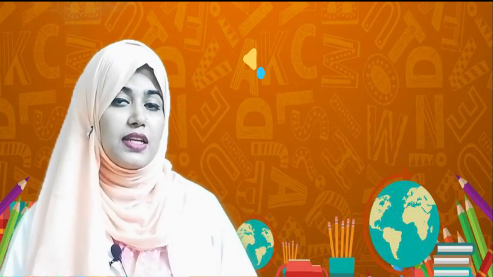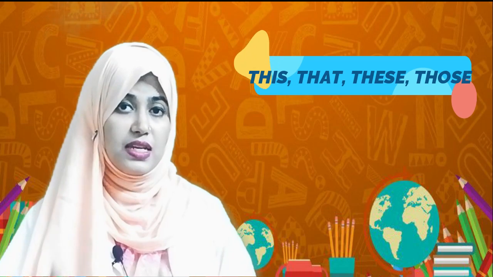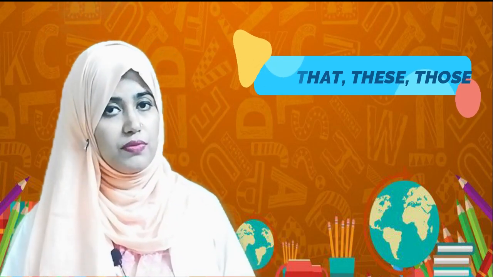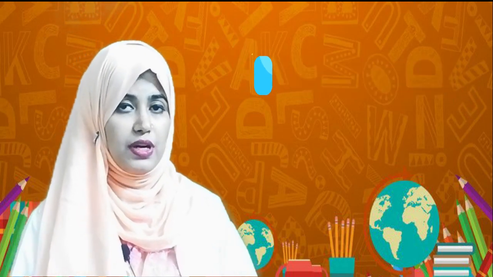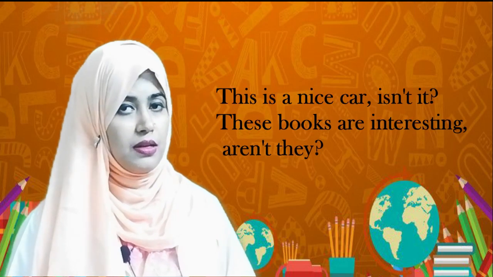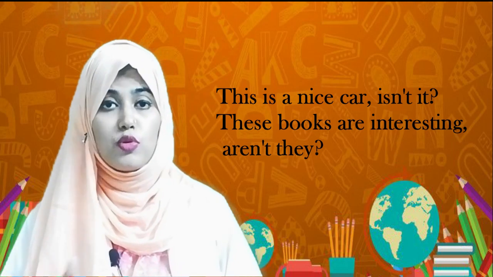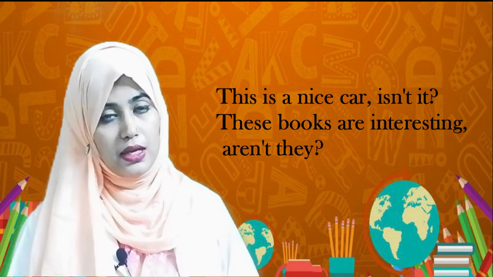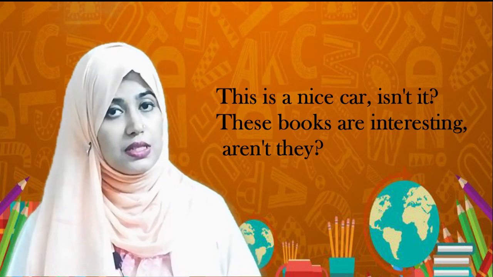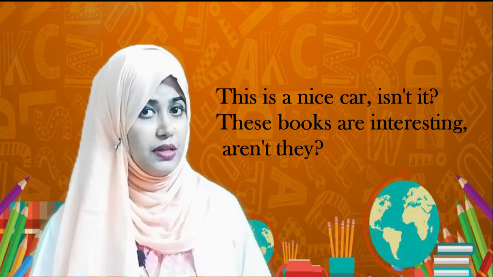Okay? Then in case of demonstrative pronouns, that is this, that and these, those. In case of this, that, the subject of the tag will be it. For example, this is a nice car, isn't it? And in case of these, those suggests plural subjects or plural meaning. So you have to use they as the subject or pronoun of the tag. For example, these books are interesting, aren't they?